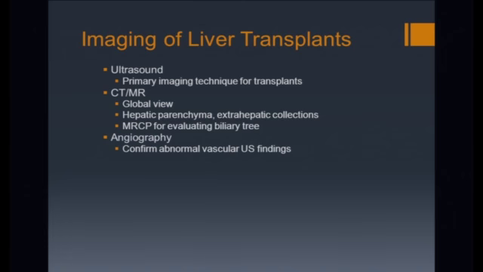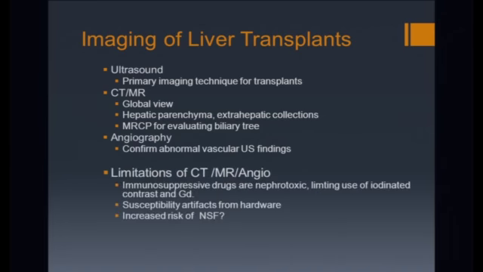Angiography is used to confirm abnormal vascular ultrasound findings. The limitations of CT and MR and angiography are that immunosuppressive drugs are nephrotoxic, therefore limiting use of iodinated contrast and gadolinium in these patients. Also, susceptibility artifacts from hardware can cause problems with MRI, and there may be an increased risk of nephrogenic systemic fibrosis in the post-liver transplant state.